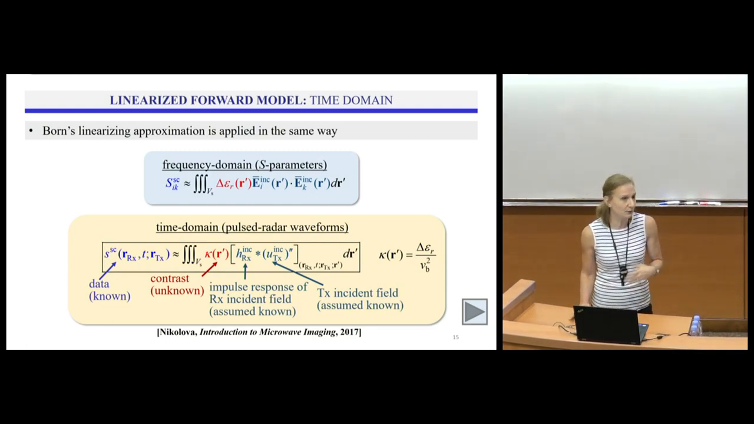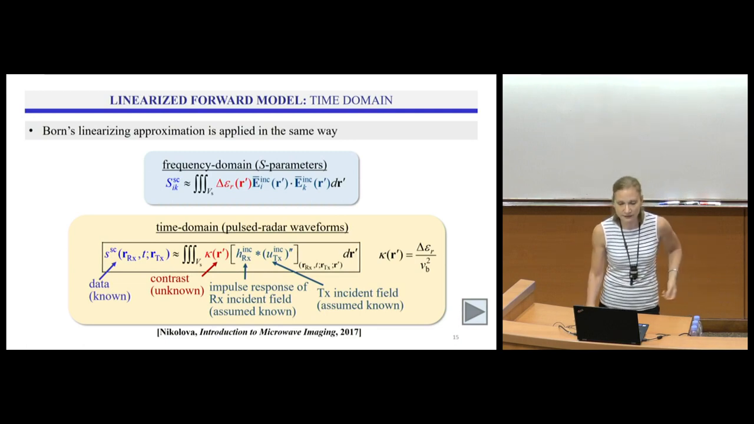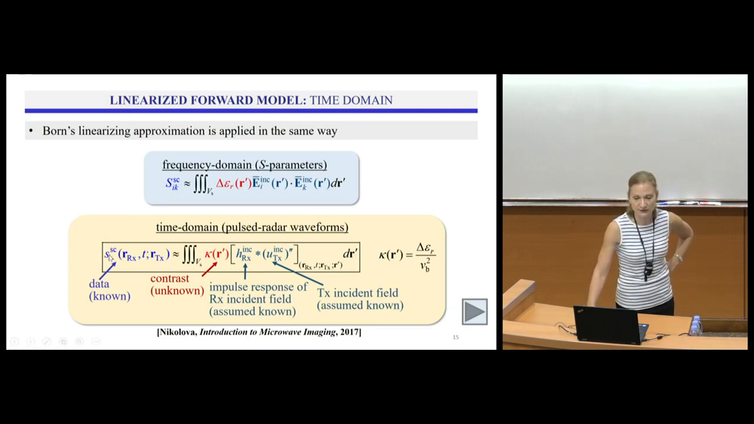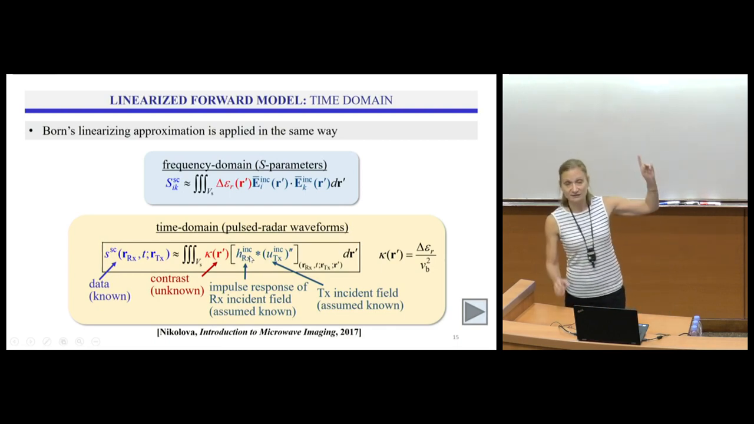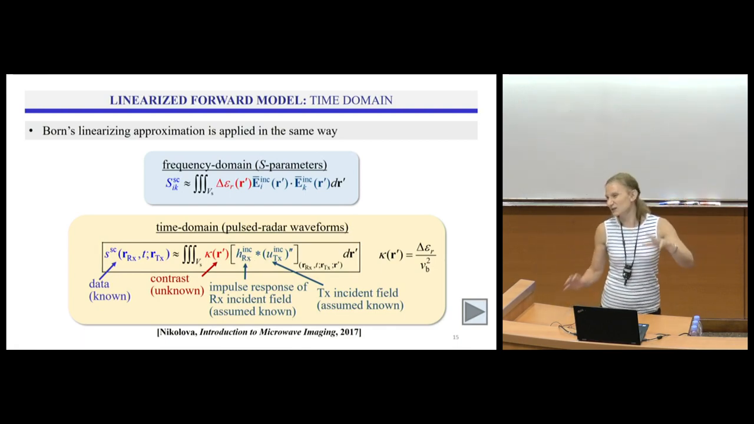In the time domain, the model is very similar, of course. The only difference between the reflection transmission coefficients in time is that they are functions of time. And instead of an integral only in space, we have a convolutional integral in space. We have also convolution in time, which is a fourth integration in time. But again, contrast, again, Born linearized kernel, that is what is used in radar imaging. And again, the Green's function, by the way, this is a scalar model of scattering, but that is what is typically used in pulsed radar imaging.